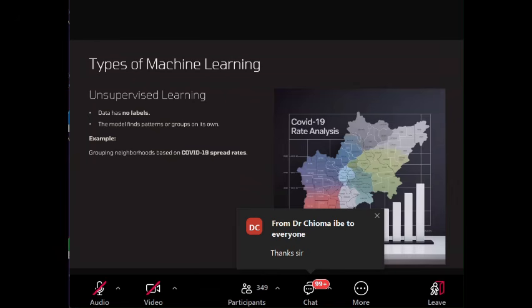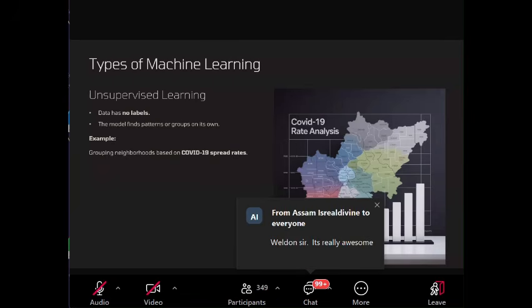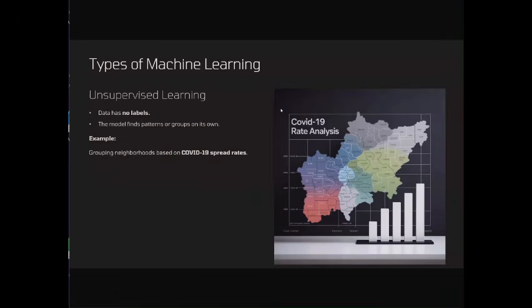You put all the data inside. You allow the machine to identify patterns in that data and give you what you want. One example I will give you is something they call sentimental analysis. I don't know if you have heard of that term before.